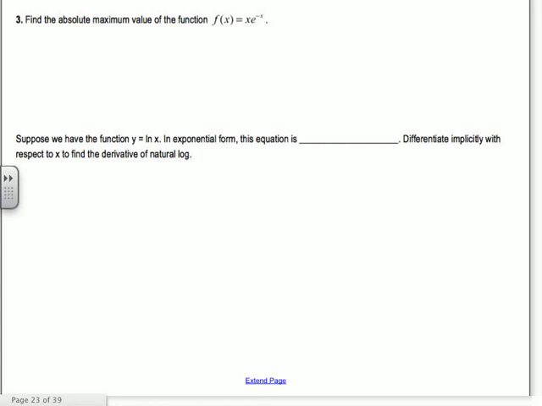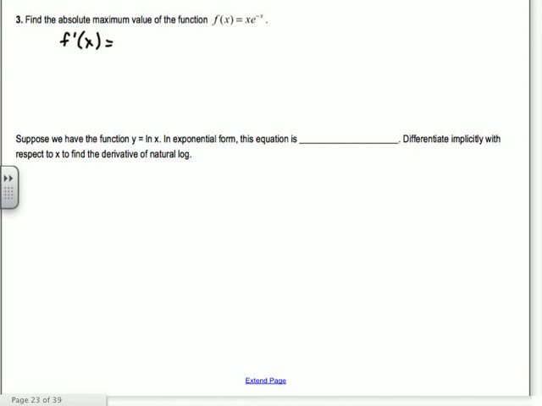All right, number 3, find the absolute maximum value of the function f of x equals x e to the negative x. All right, so absolute maximum. Absolute maximum means the greatest maximum of all, so the highest point of all. We're going to find that by finding when the derivative is equal to 0 first. Because at a peak or valley, the derivative is going to be equal to 0. The slope is equal to 0.